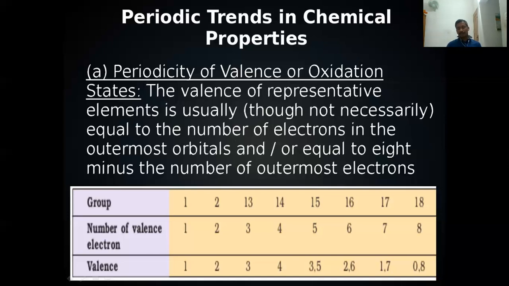And in group 18, they are not ready to accept or release electrons. It has a completely filled, stable configuration. So 8 minus 8, its valency is 0. But now a number of compounds of noble gases have been identified, and in those compounds they show valency up to 8.